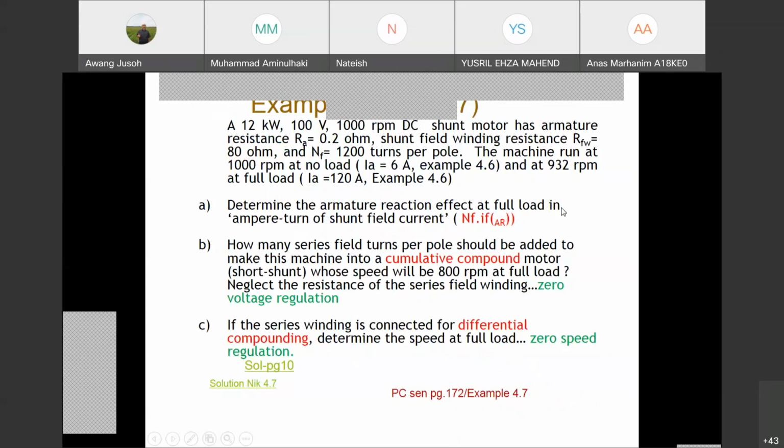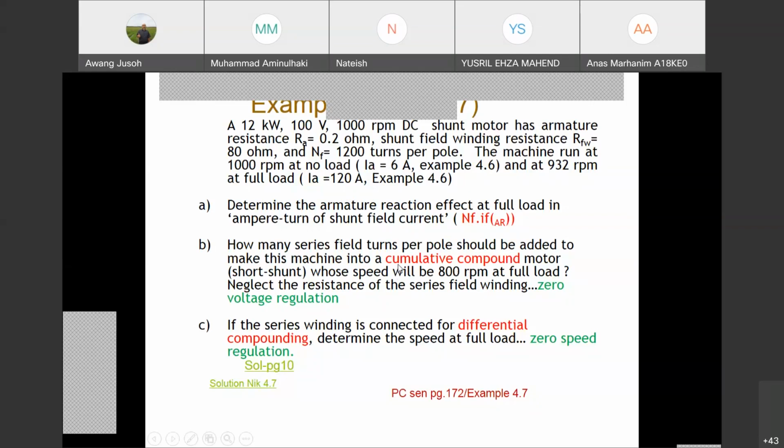Okay, number B. How many series turns? This is a compound machine. One of our friends just now sent a chat asking about the cumulative winding. The cumulative winding, we know, can add flux or it can reduce flux. When you add flux in the machine, we call it cumulative compound. When you reduce the total flux in the machine, we call it differential compound.